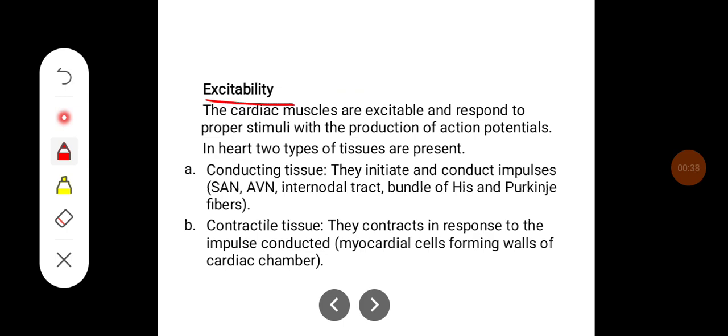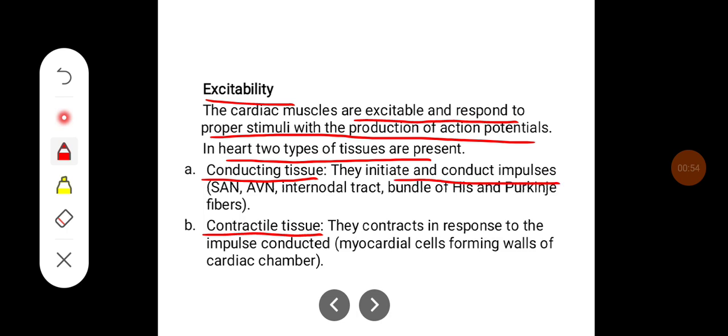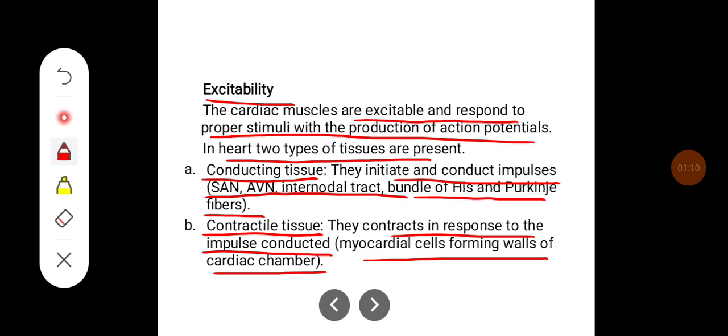Excitability. The cardiac muscles are excitable and respond to proper stimuli with the production of action potential. In the heart, two types of tissues are present: the conducting tissue and contractile tissue. The conducting tissue initiates and conducts impulses, that is SA node, AV node, internodal tract, bundle of His and Purkinje fibers. Whereas contractile tissue contracts in response to impulses conducted, in myocardial cells forming walls of the cardiac chamber.